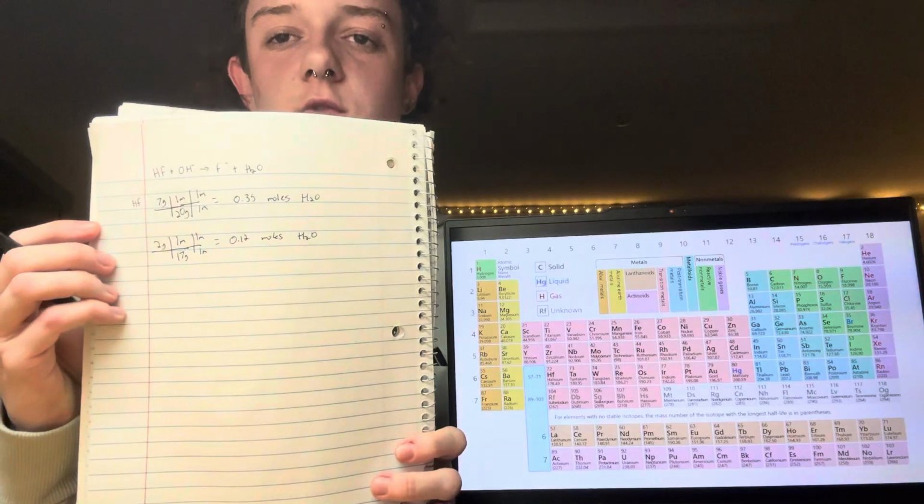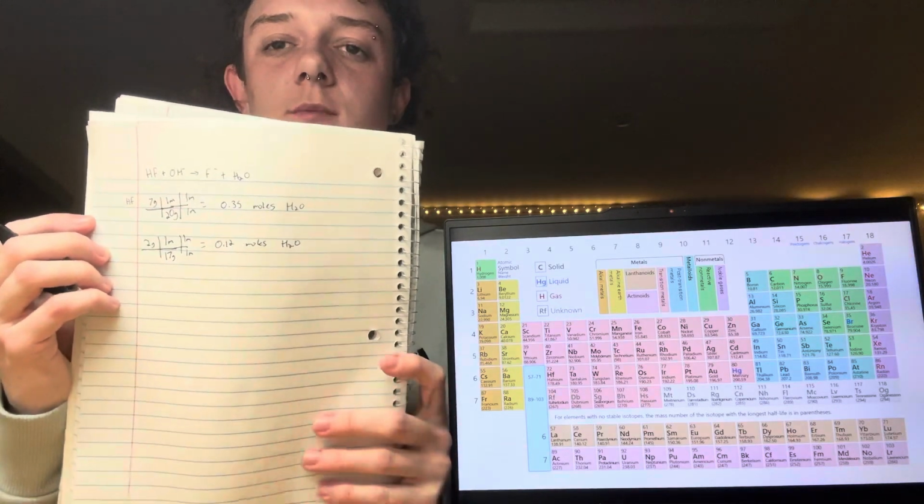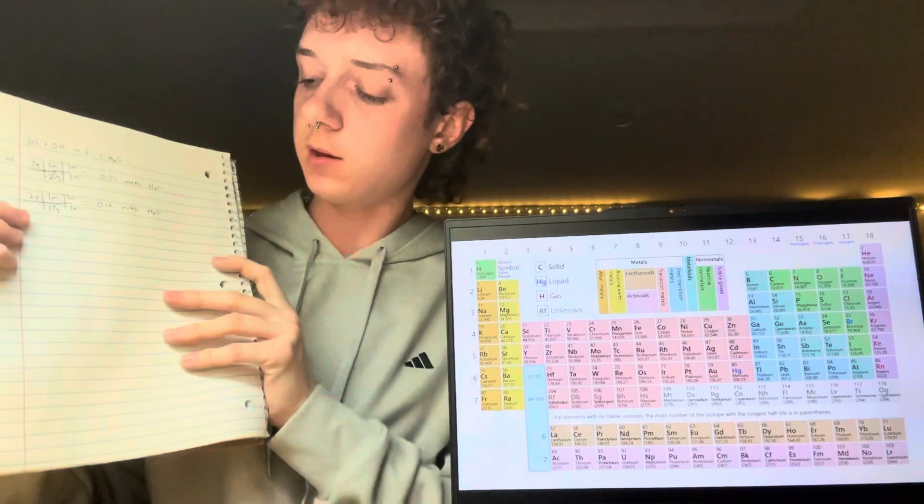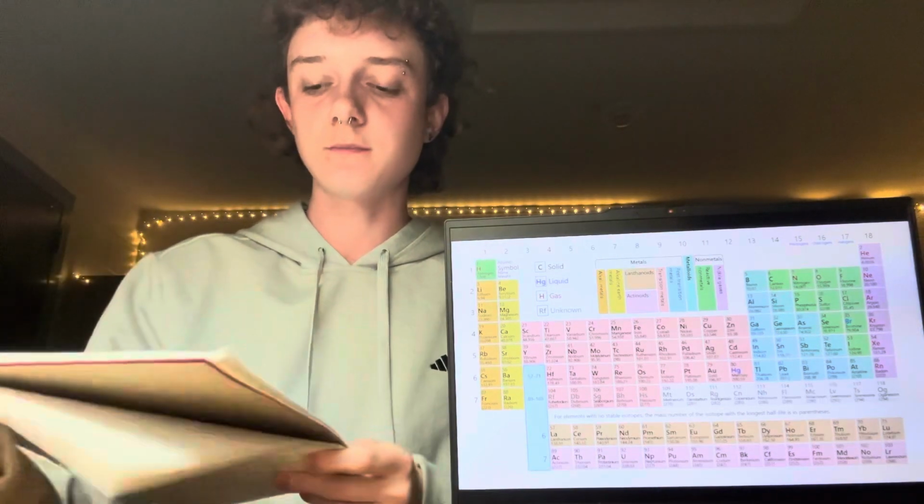And now you might be wondering which one is the limiting reactant. It's whichever one produces the least amount of product, which in this case would be the hydroxide with 0.12 moles of H2O.